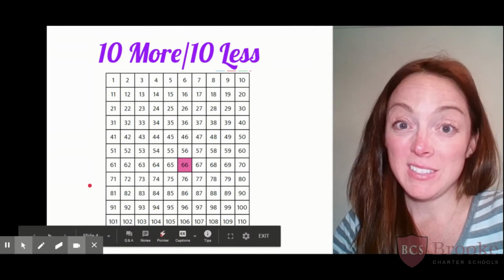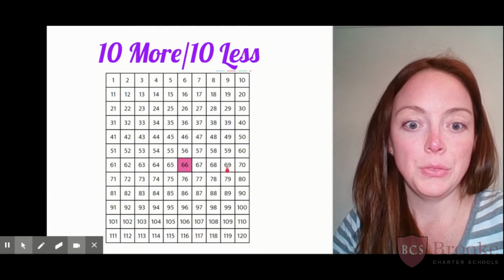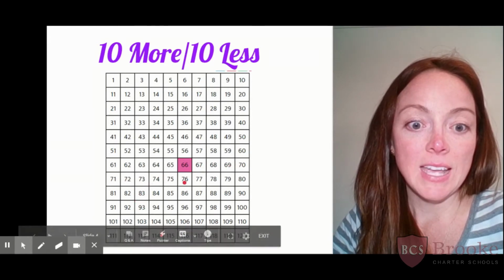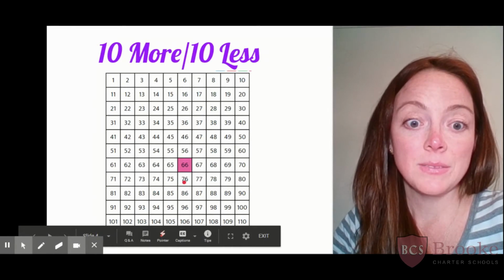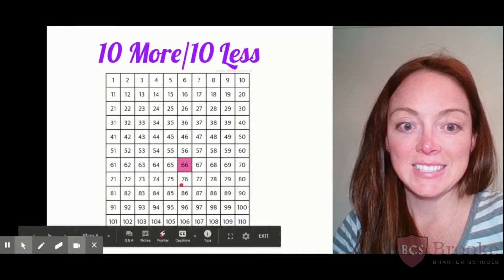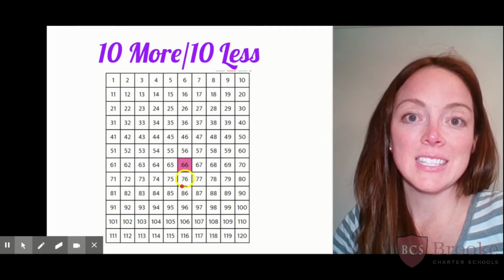I know I could just make 10 jumps on the hundreds chart. 66, 1, 2, 3, 4, 5, 6, 7, 8, 9, 10, and land on 76. But an even faster way is to just drop down like this. 10 more than 66 is 76.